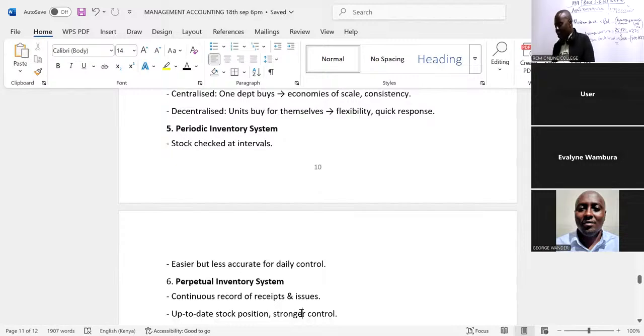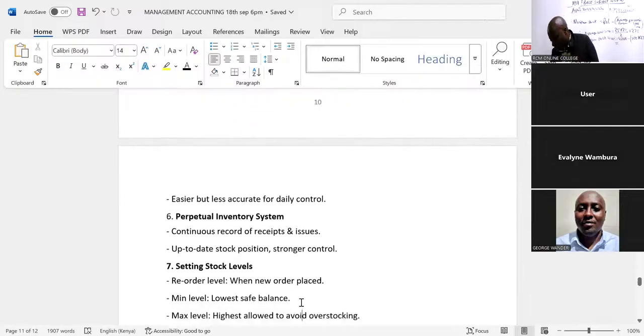And then now we have what we call continuous or a perpetual inventory system. So continuous record of receipts and what here? Issues. So anytime we receive goods, we record. Anytime we issue, we record. All right? So then it means that you will be able to have up-to-date information. You'll be able to have up-to-date stock levels. So up-to-date stock position, which leads to stronger stock control.